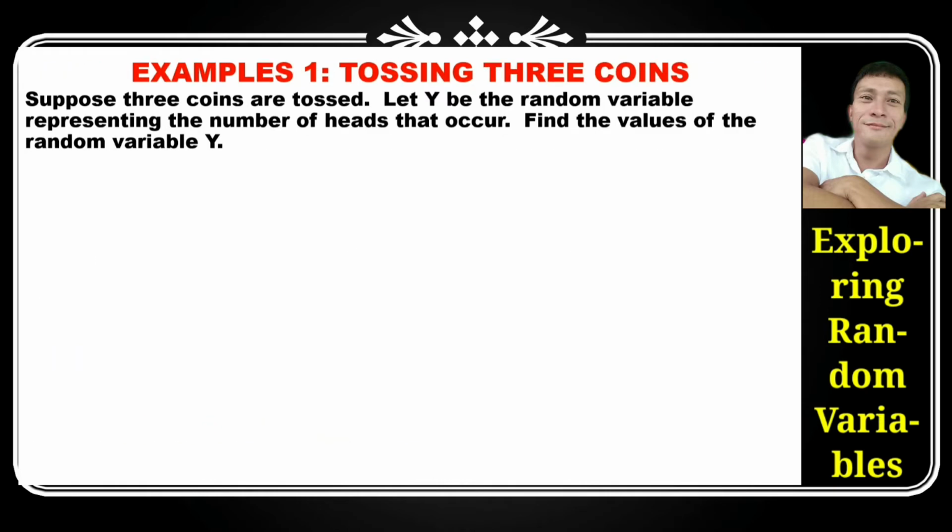And now let's proceed to the main course of this topic, finding the values of a random variable. Example 1, tossing 3 coins. Suppose 3 coins are tossed. Let y be the random variable representing the number of heads that occur. Find the values of the random variable y.